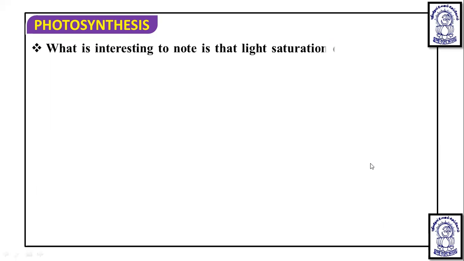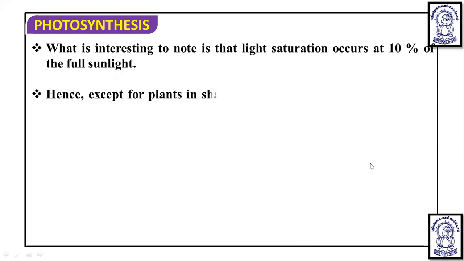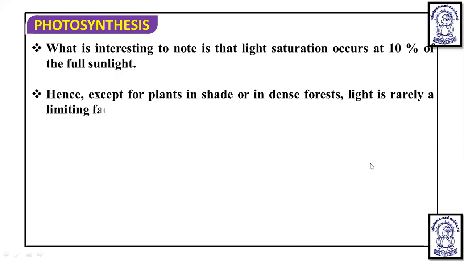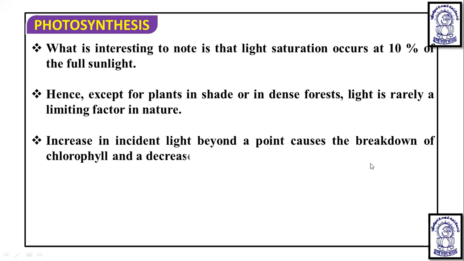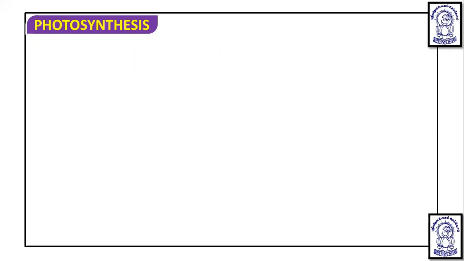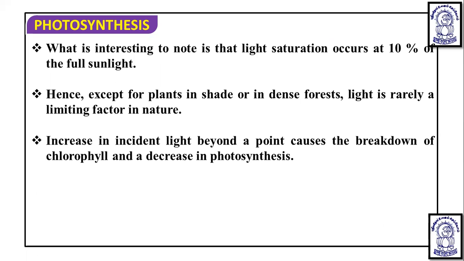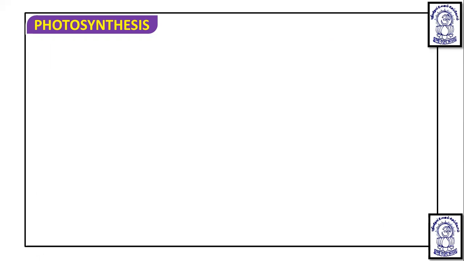What is interesting to note is that light saturation occurs at 10% of full sunlight. When 10% of the full sunlight is available, light saturation will occur. Hence, except for plants in a shade or in a dense forest, light is rarely a limiting factor in nature. Increase in incident light beyond a point causes the breakdown of chlorophyll and decreases photosynthesis. Because of this, at high light intensity there is no further increase in the rate of photosynthesis.